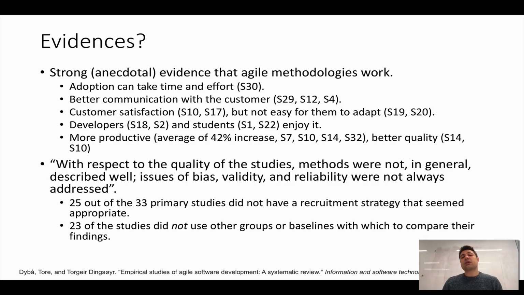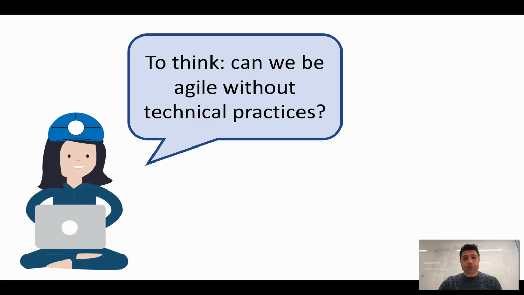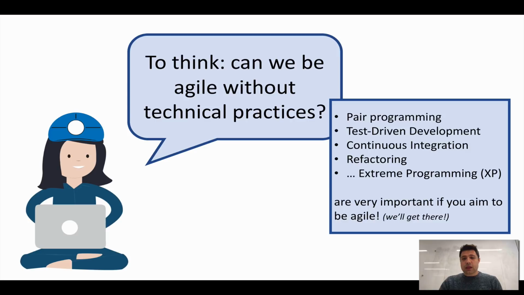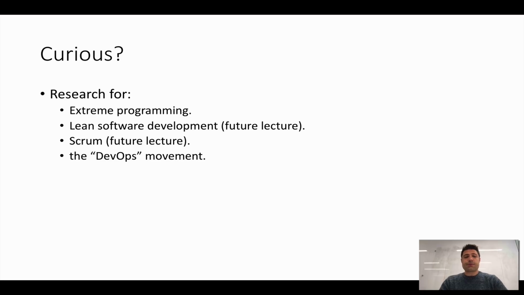But doing these kinds of studies can be quite tricky, and software engineering researchers are still not completely happy with the way they are doing these kinds of studies. So there's still lots of room for improvement. Can we be Agile without technical practice? We discussed this a bit. Think about it. And in future videos, we're going to see that we do need technical practices like pair programming, test-driven development, refactoring, the ideas of extreme programming in general, but we'll get there.